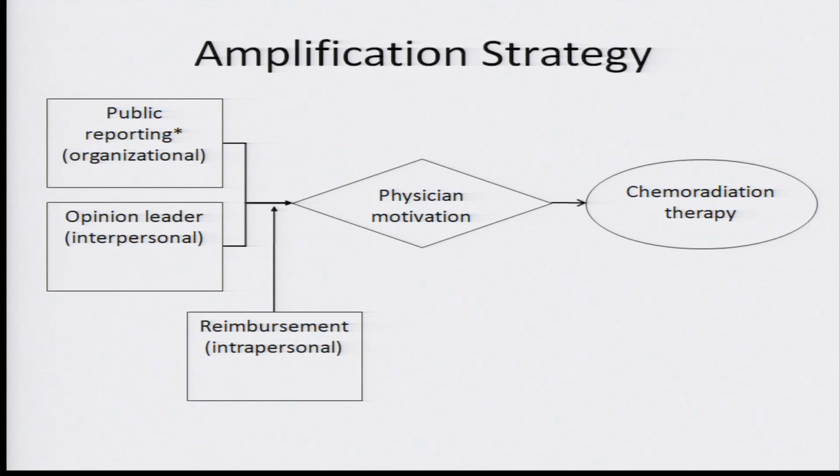In the amplification strategy, by contrast, the effect of one or more interventions is conditional on another intervention. One intervention increases the target audience's sensitivity or receptivity to the other interventions. That is, one intervention amplifies the effect of other interventions on the mediating process or pathway. You can see in this example, reimbursement is used to increase sensitivity to or receptivity to public reporting interventions or opinion leader interventions trying to change social norms around the provision of chemoradiation therapy for patients with locally advanced rectal cancer. For those of you who are curious, this particular strategy exemplifies a form of mediated moderation.